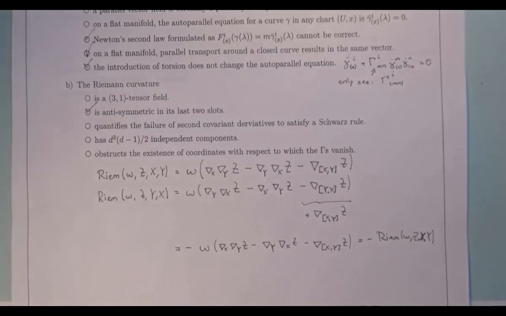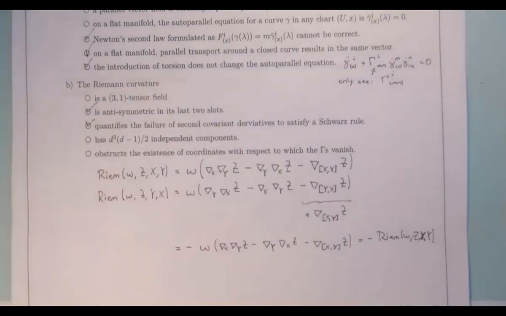The Riemann curvature quantifies the failure of second covariant derivatives to satisfy a Schwarz rule. Well, yes, it does. This was already shown in the lecture.